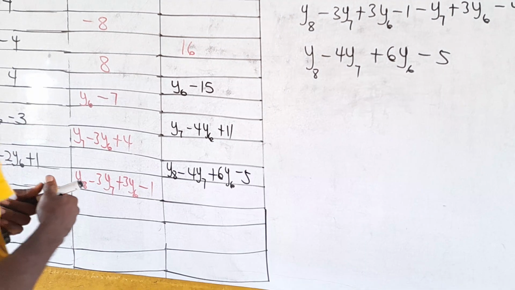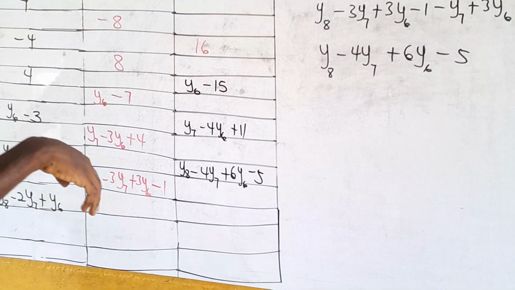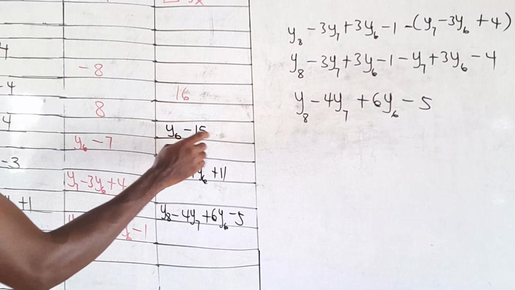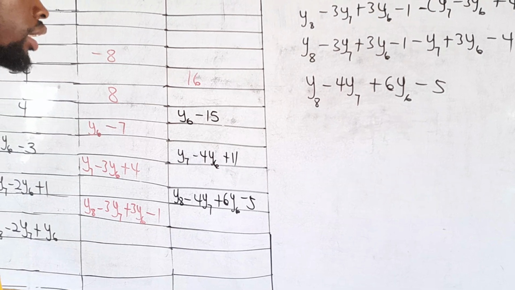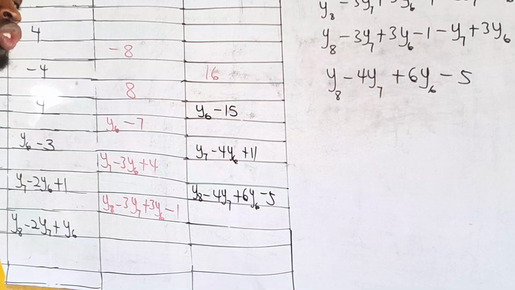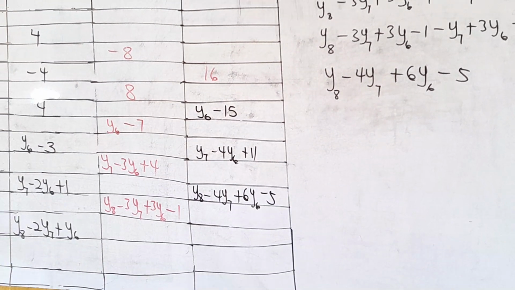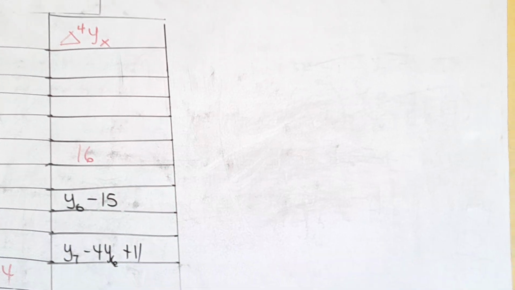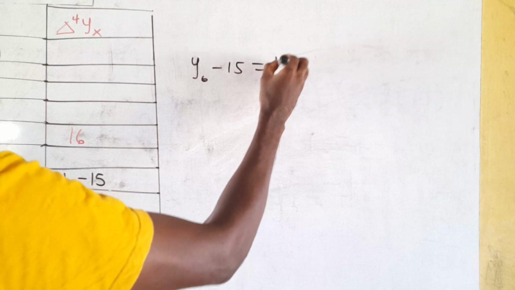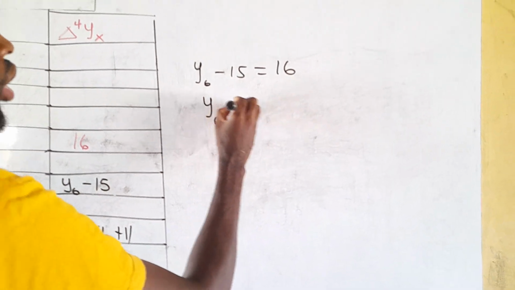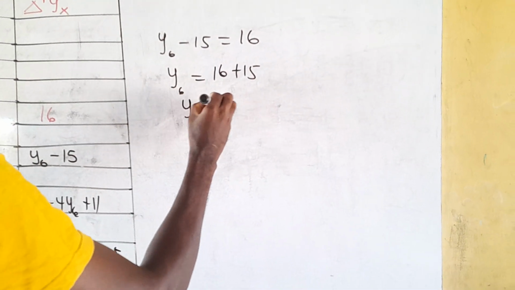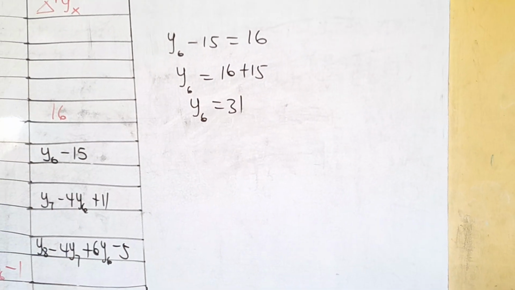Having known this, since they told us that the polynomial is of degree 4, all these values should be equal. That means y6 minus 15 should be equal to 16. I hope you get that. Then this will be equal to that, this also equal to that. We equate to find the values of y6, y7, and y8. So we can say our y6 minus 15 is equal to 16. So y6 will be equal to 16 plus 15. y6 will be equal to 31. So we have found the value of y6.